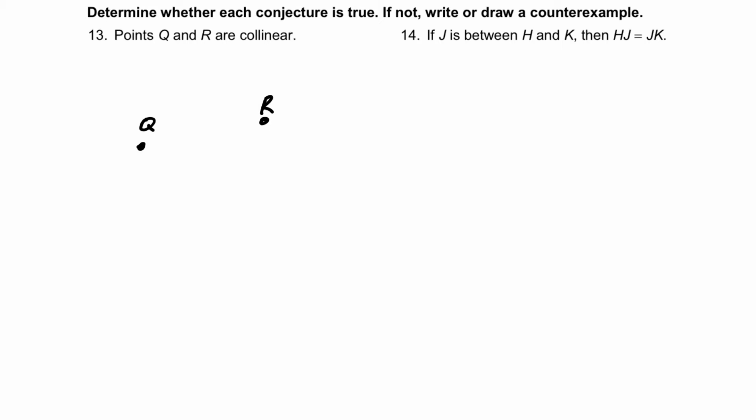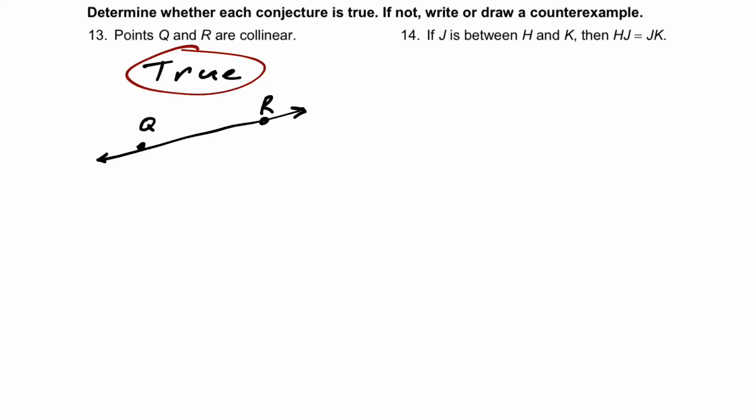Well, if you remember, I think it's on the first page of your Chapter 1 note packet, there's a thing called the line postulate. And again, postulates, we accept them as true facts. And that postulate says through any 2 points, there is exactly one line. So if I draw the line here, you can see that this one is true. All right, only one to go. So let's look at 14.